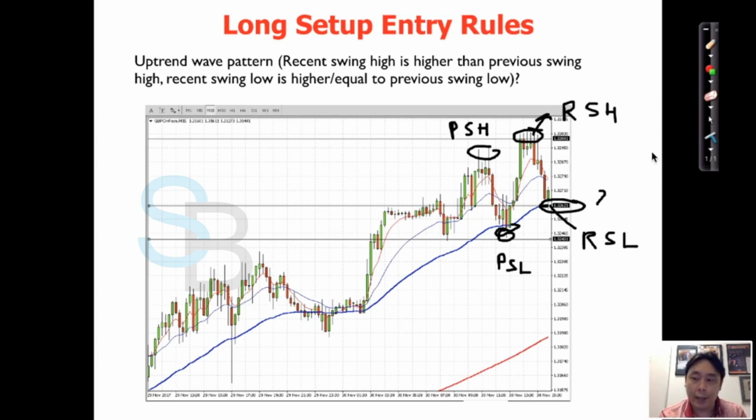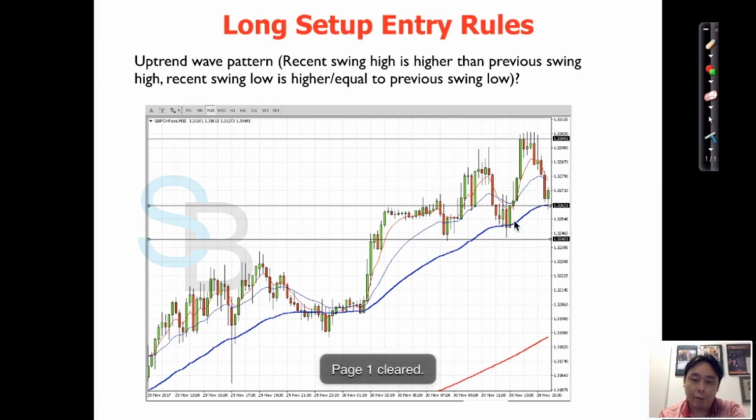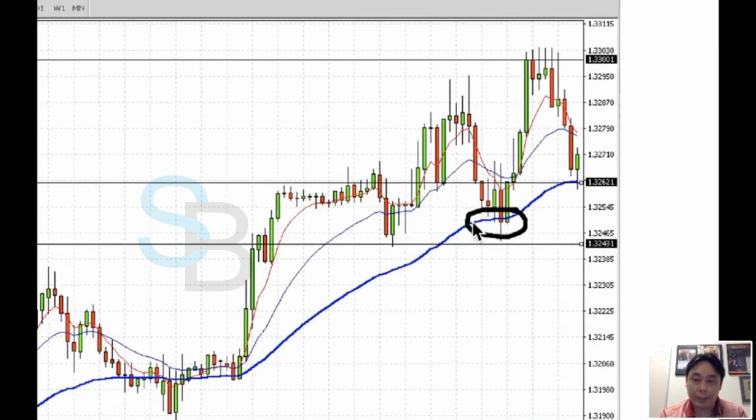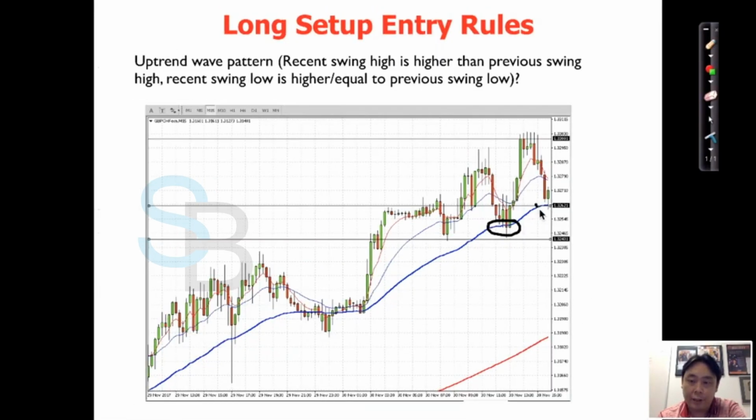Next, also notice that the 50 moving average has been tested to be a strong support recently. So this gives us confidence that this will also be a strong support. Okay, so it meets all the criteria. That is a go for this particular setup.